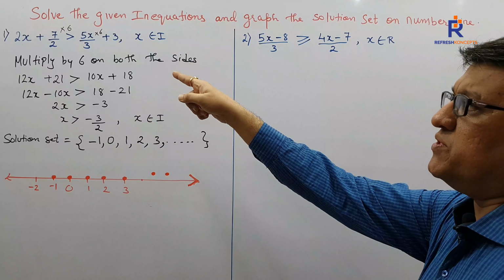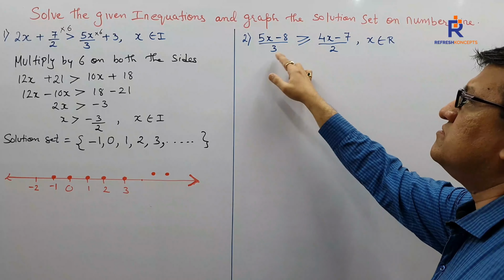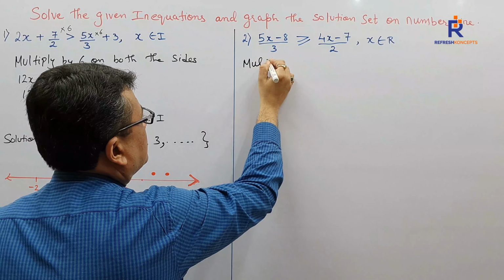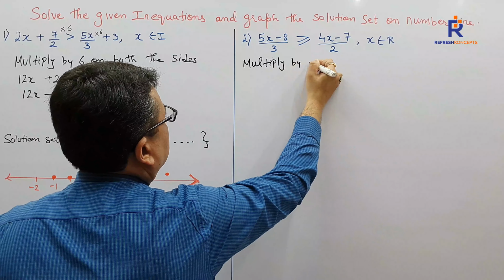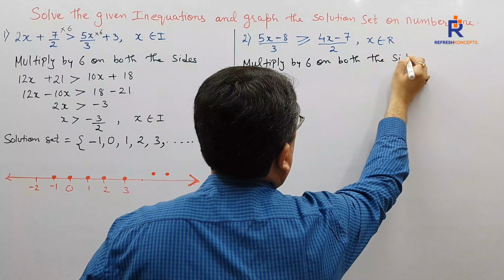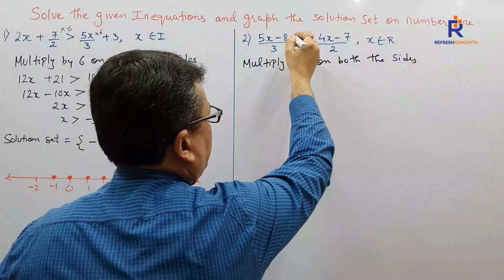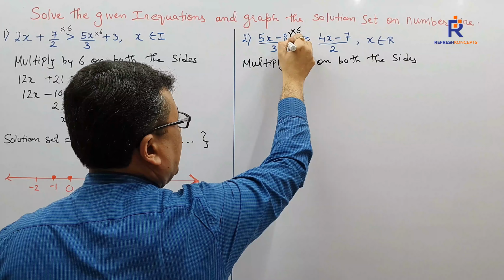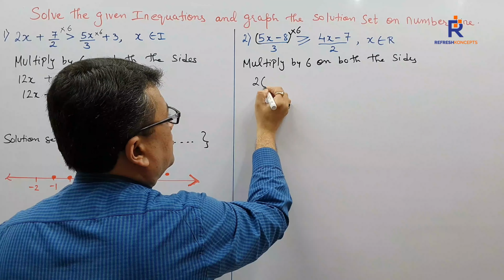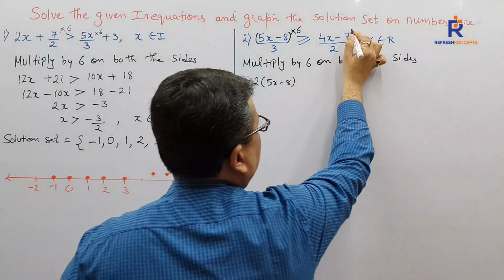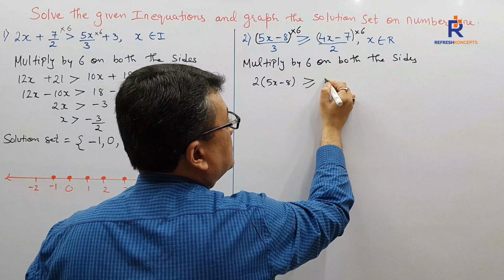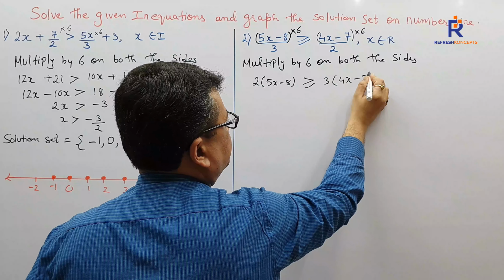On the same lines as we worked out over there, we work out here also. What is the LCM between 3 and 2? 6. So we multiply by 6 on both the sides. When I multiply this by 6, the entire term, mind you, needs to be multiplied by 6. 3 one times, 3 two times. So it's going to be 2 into 5x - 8, greater than or equal to 3 into 4x - 7.